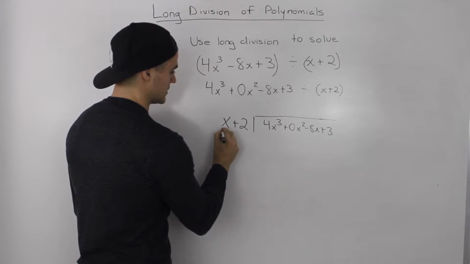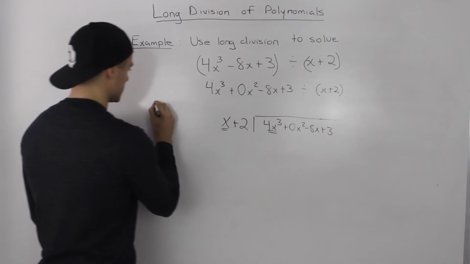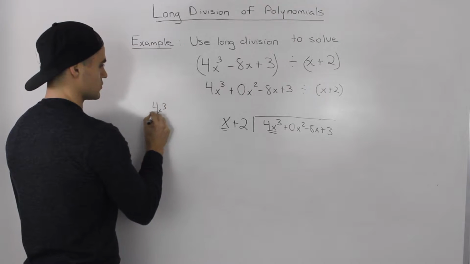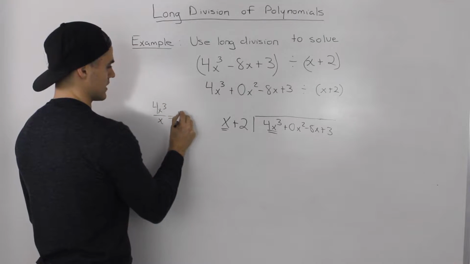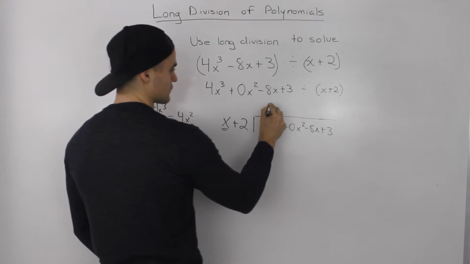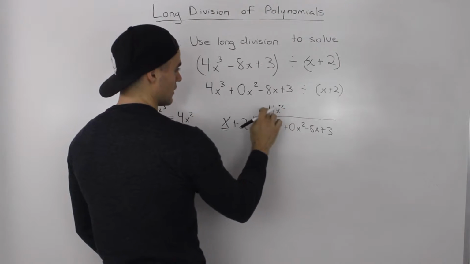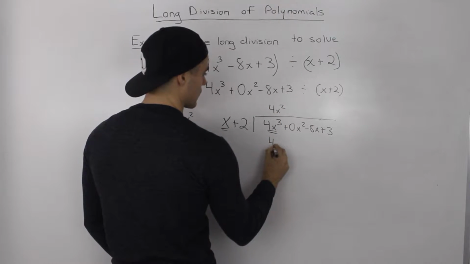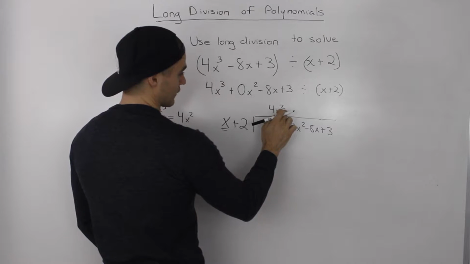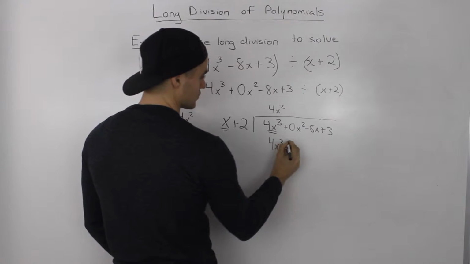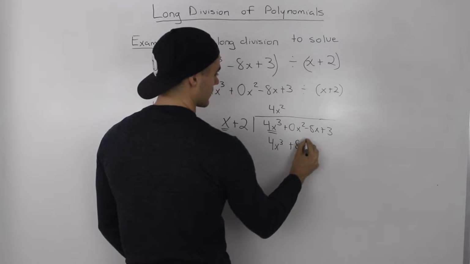So we find out how many times does x go into 4x cubed. So 4x cubed divided by x, well, that ends up being 4x squared. So 4x squared goes here. 4x squared times x is 4x cubed. And then 4x squared times 2 is 8x squared.